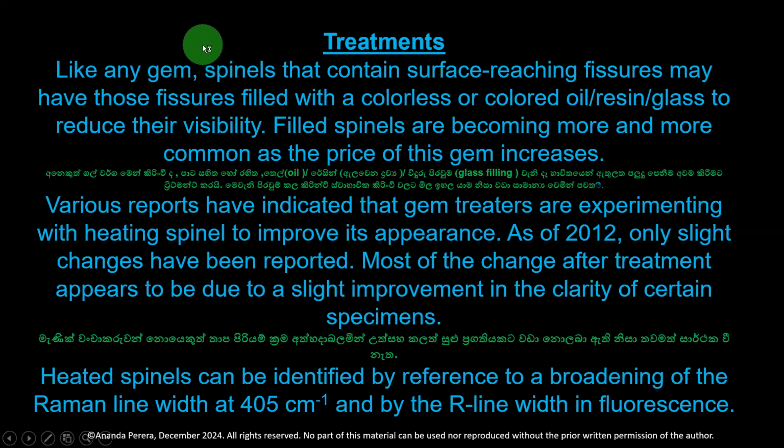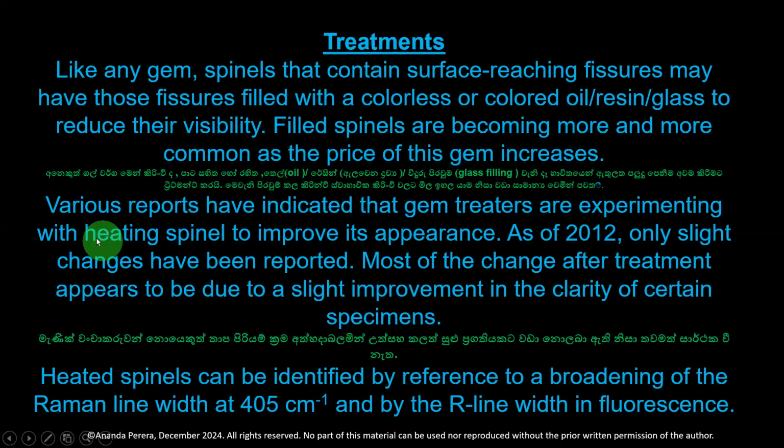There are some inclusions inside. So after this filling method with oil, resin or glass, the inclusion visibility is reduced. So filled spinels are called glass-filled spinels, like rubies. Filled spinels are becoming more and more common as the price of this gem increases. Natural spinels are very high in price, so the filled spinels are becoming more common because of that.